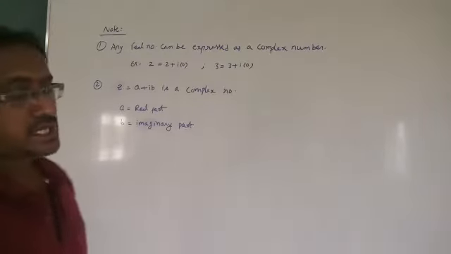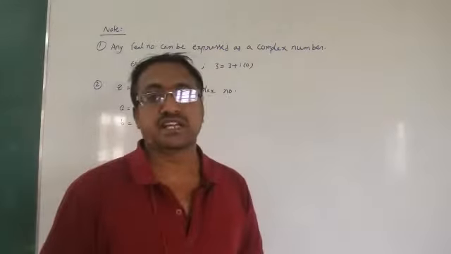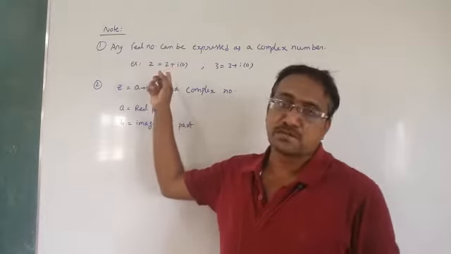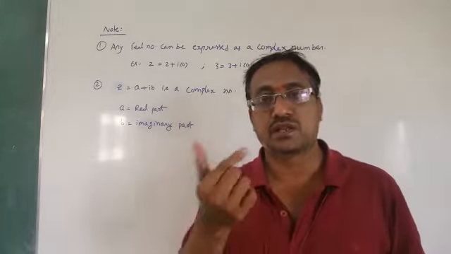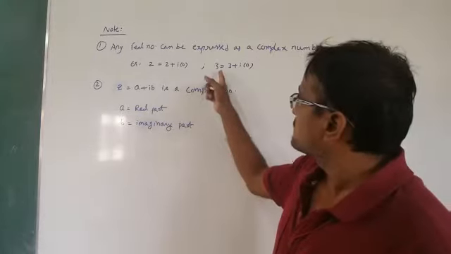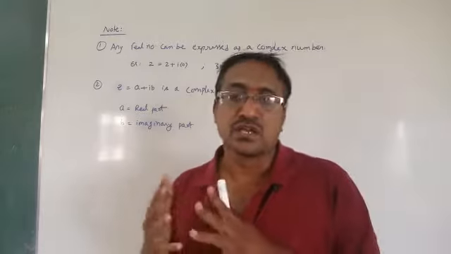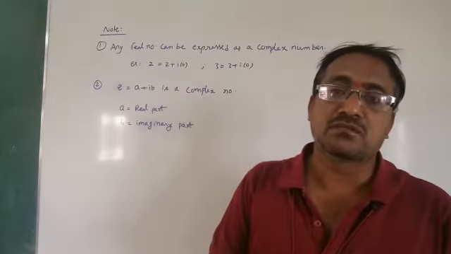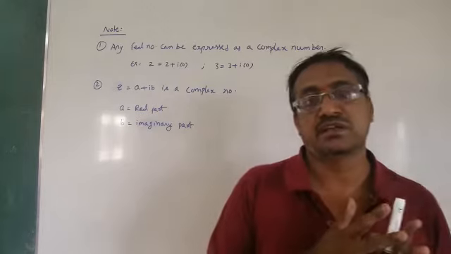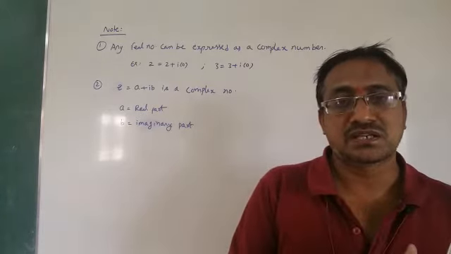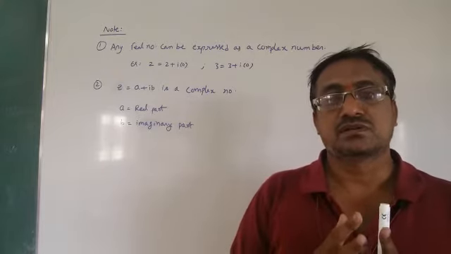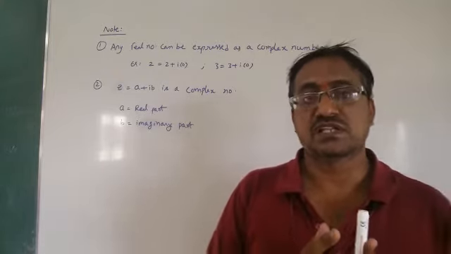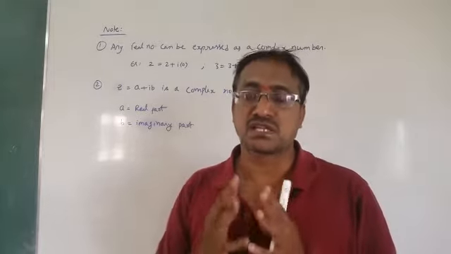Now, any real number can be expressed as a complex number. For example, 2 is a real number. It can be expressed as 2 plus i into 0, where both 2 and 0 are real numbers. 3 can be expressed as 3 plus i into 0. In this way, you can express any real number in the form of a plus ib. So the real number system is a subset of the complex number system, which is the superset of all number systems.